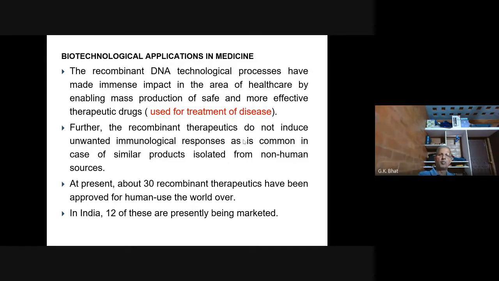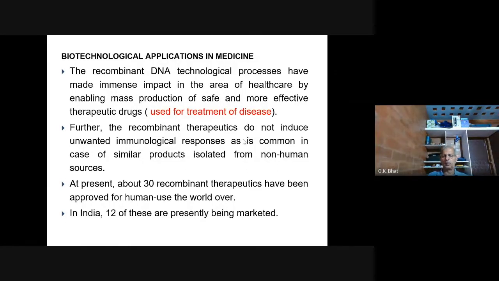Now let us study biotechnological applications in medicine. The recombinant DNA technology. You know what recombinant DNA technology is? Adding a piece of DNA into the plasmid, then adding it into the host. The recombinant DNA technological processes have made immense impact in the area of healthcare by enabling mass production of safe and more effective therapeutic drugs. Many of the drugs you use for treatment of diseases are products of rDNA technology. Further, the recombinant therapeutics do not induce unwanted immunological responses as is common in case of similar products isolated from non-human sources.